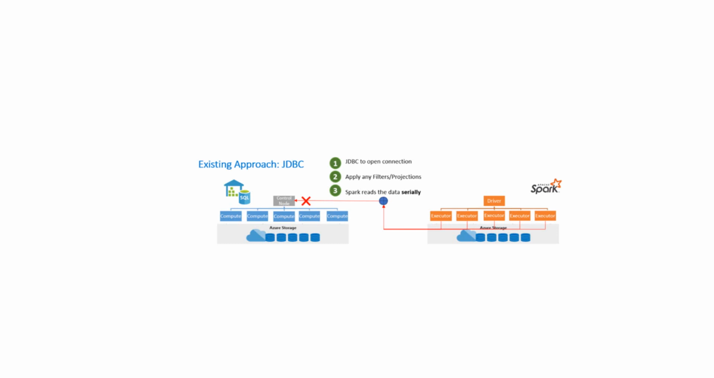In the existing approach, you often see the use of the Java Database Connectivity, JDBC, Application Programming Interface, API. The JDBC API often handles the connection, filter, and apply projection, and Apache Spark reads the data serially, even when distributed systems such as Apache Spark and SQL Pool are being used. Using the JDBC API comes with a serial data transfer.